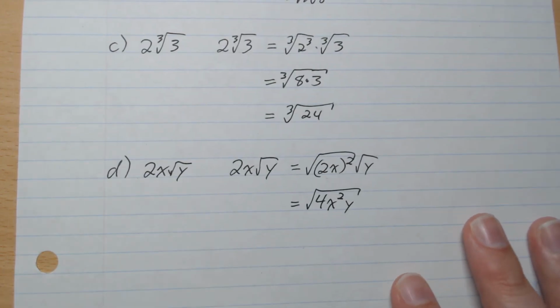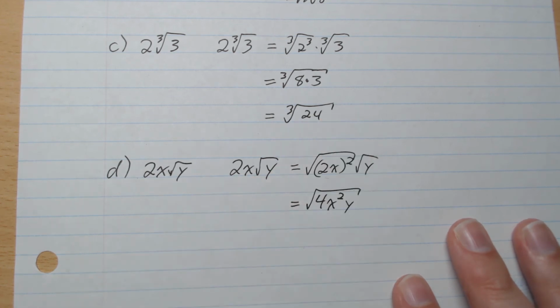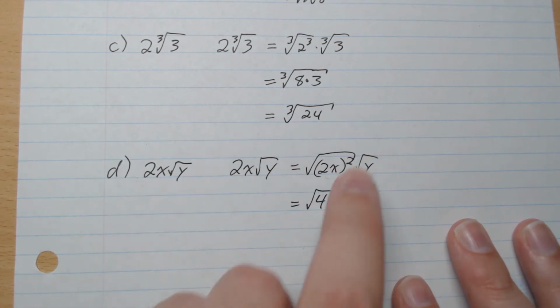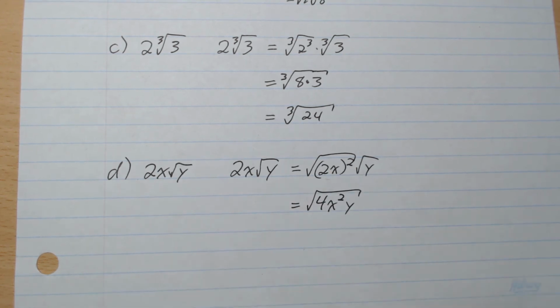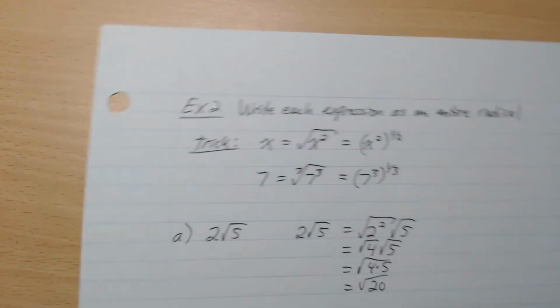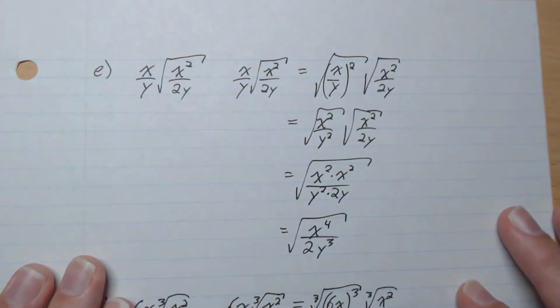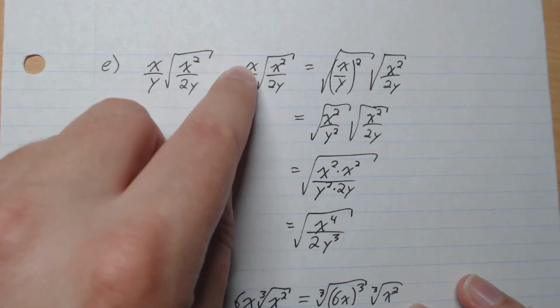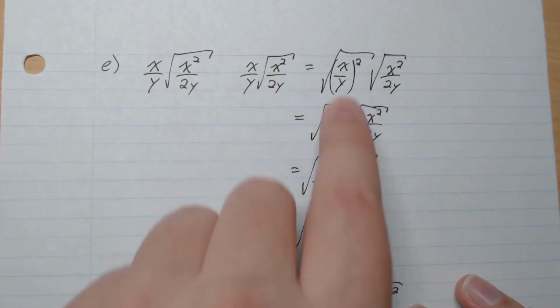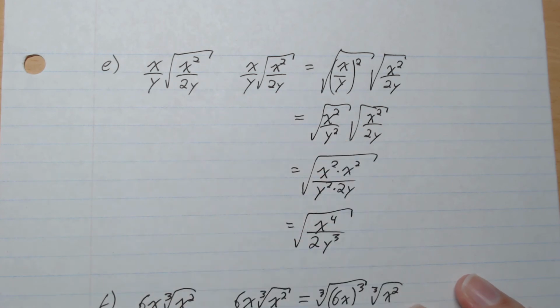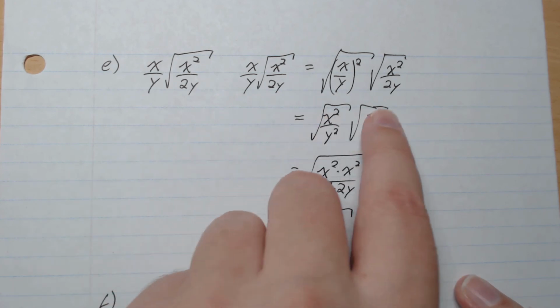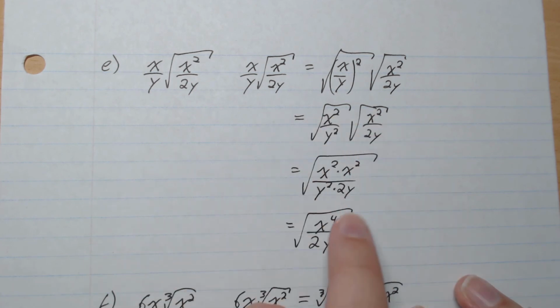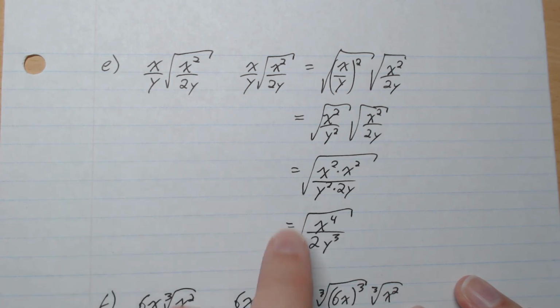D, we're looking for square root, so we do 2x squared square root like that, 4x squared like that times y, so that is our answer. Okay, E, so we notice we have a square root, so we're going to square root x over y like that. This becomes x squared over y squared. Multiply them together, so we get x squared times x squared divided by y squared times 2y like that. This gives x to the 4 divided by 2y cubed like that, and the entire thing is square rooted.